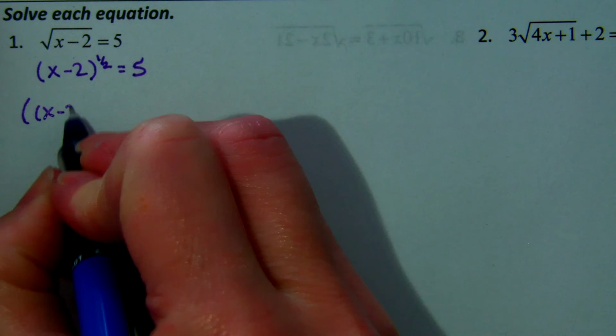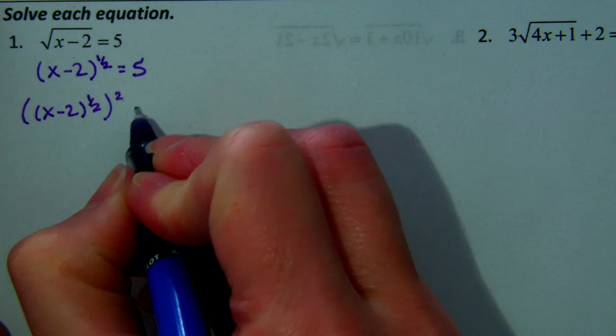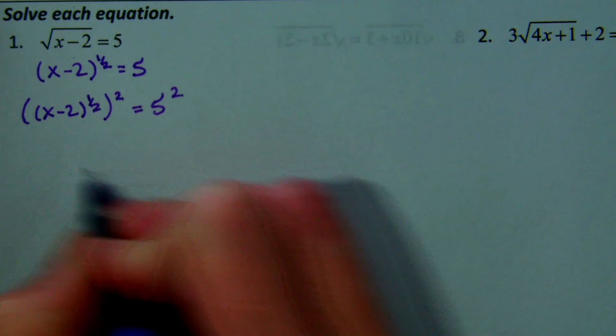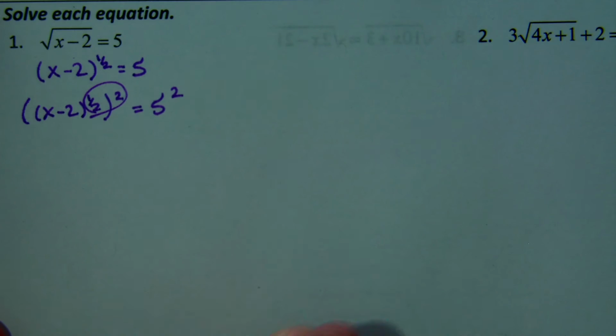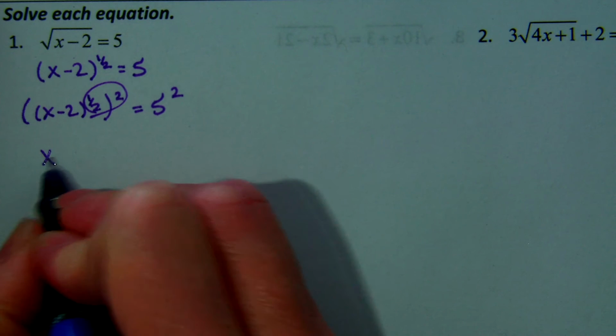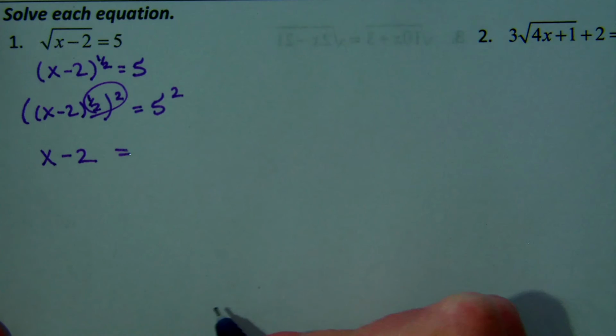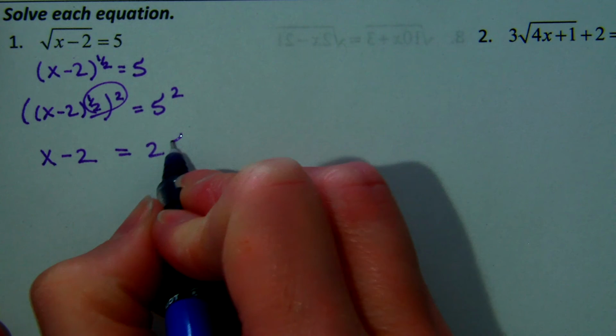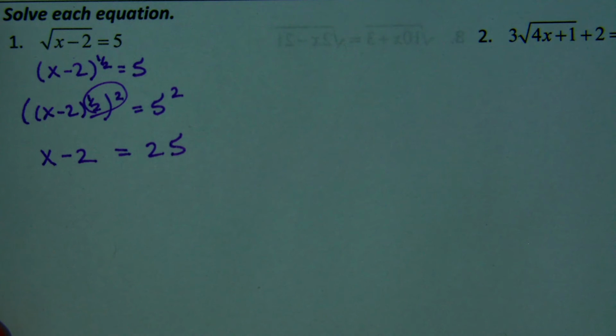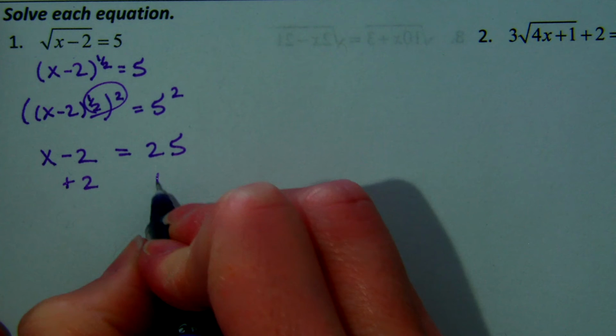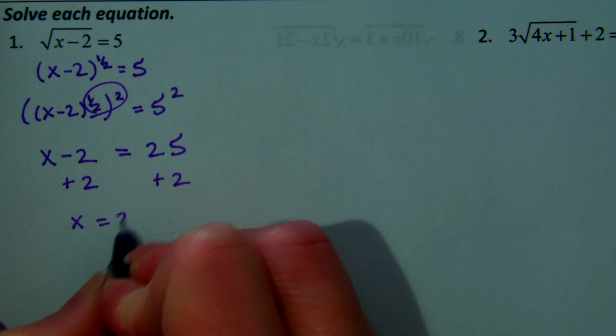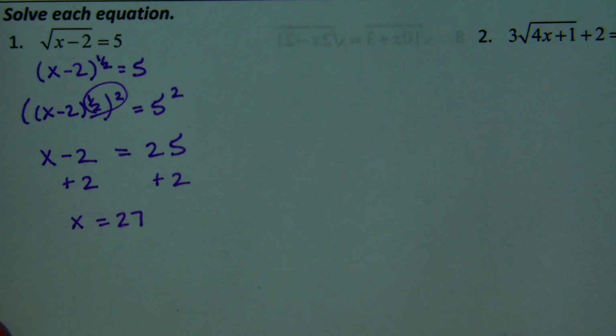So this is ((x - 2)^(1/2))^2 is equal to 5 squared. And what happens is these two exponents cancel each other out, and we end up with x - 2 on the left side of the equation and 25 on the right. To solve for x, you're going to add 2 to both sides. You get x is equal to 27.